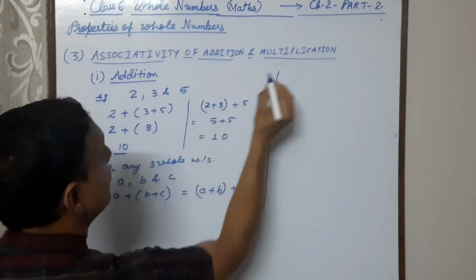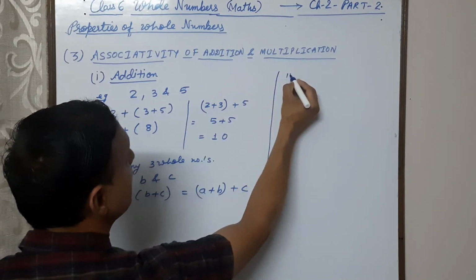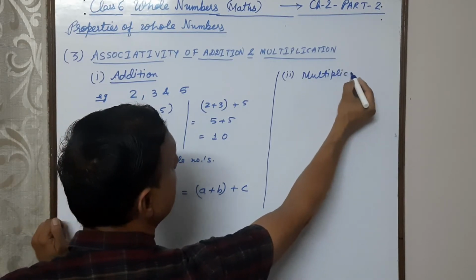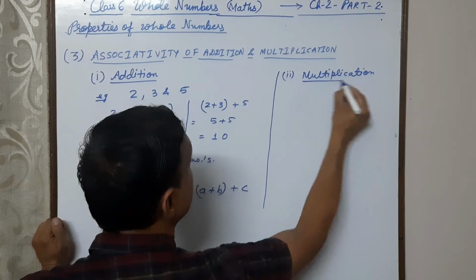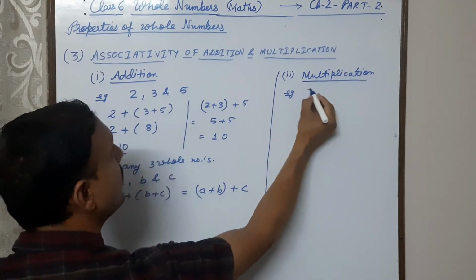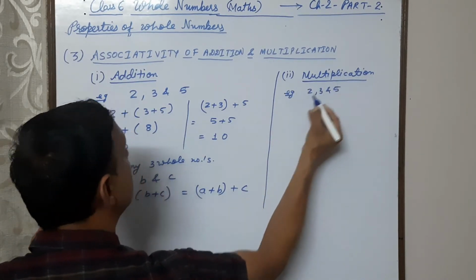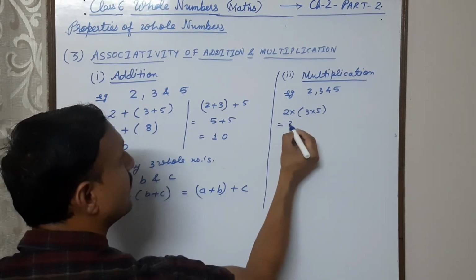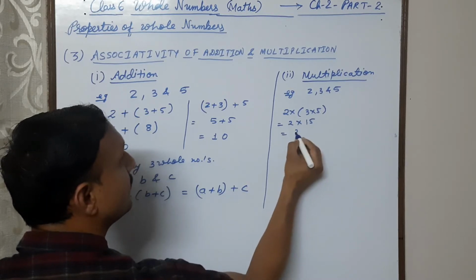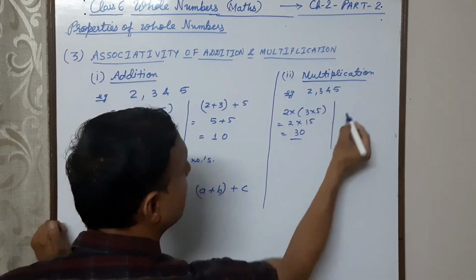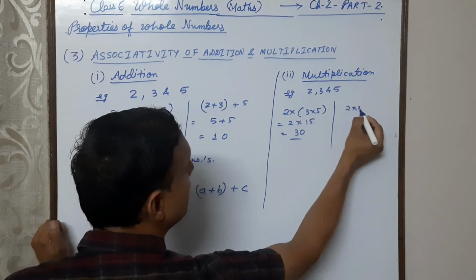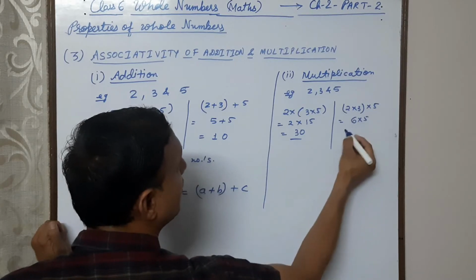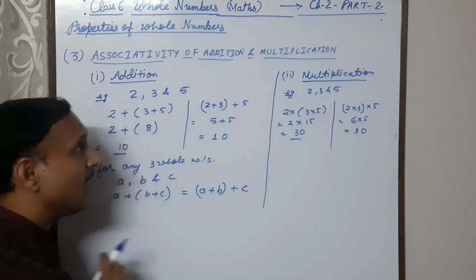Now for multiplication, let us check whether this property holds for multiplication or not. Again I am taking the same numbers, 2, 3 and 5. Now let's multiply first 2 into (3 into 5). 2 into 15, 15 twos are 30. Now let's multiply 2 and 3 first and 5 outside. 2 threes are 6, 6 fives are 30. So here also we are getting the same result.